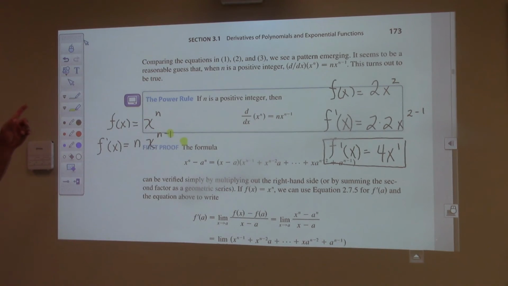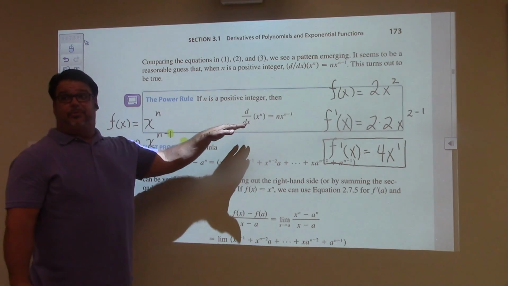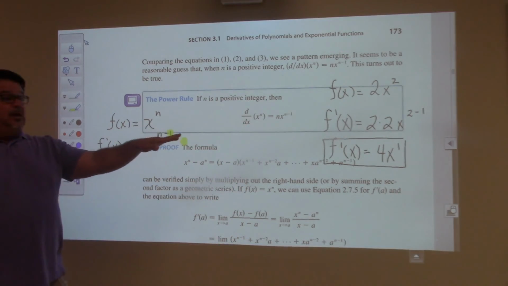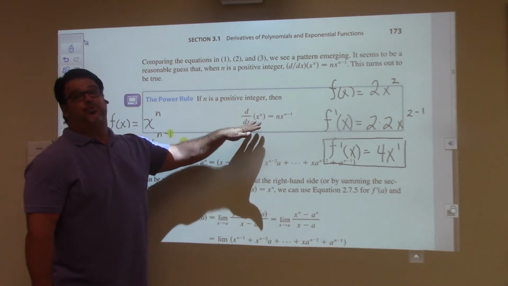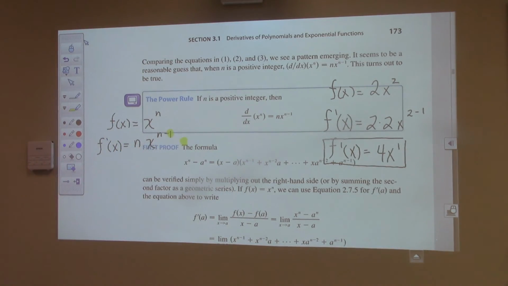Now this is one of those things that you need to practice 15,000 times tonight when you go home. Because this is one of the first rules of derivatives. So it's important. You need to make sure it's written in red. Highlight it.